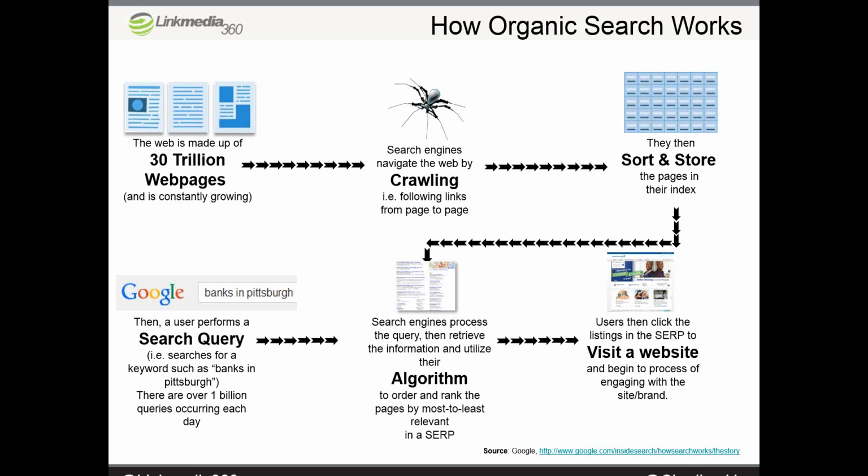And the next step is a user performs a search query. So I may be looking for banks in Pittsburgh. Google fires up their algorithm. They're looking for relevancy. They're looking for high-quality web pages that are relevant to that user's search query. Once they find a large foundation of relevant pages, the next step is actually ranking those websites. And one way they rank those websites is through the credibility or the authority that the web page has. And then hopefully your website is one of the few that appear on the first page.